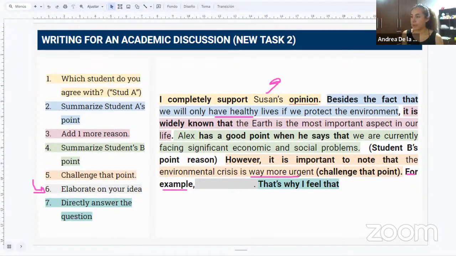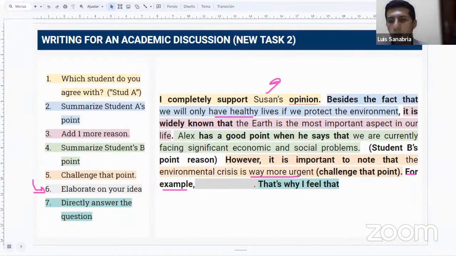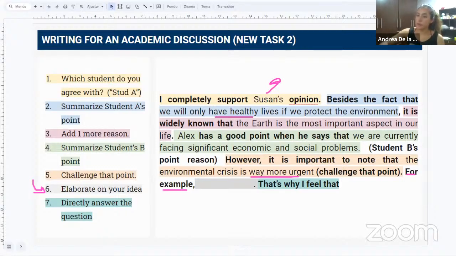Then, elaborate on your idea. Explain with more detail what you mean. So what do we say? Any ideas? Any suggestions? Something like the climate change will increase and it will cause catastrophic effects, something like that. Okay, yeah, we can say that.